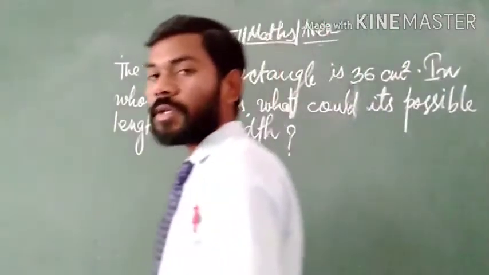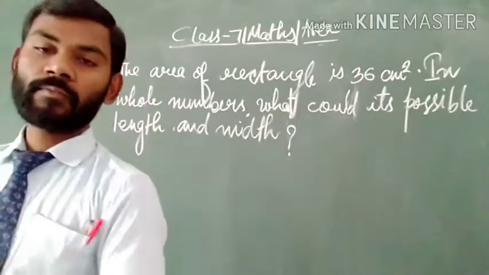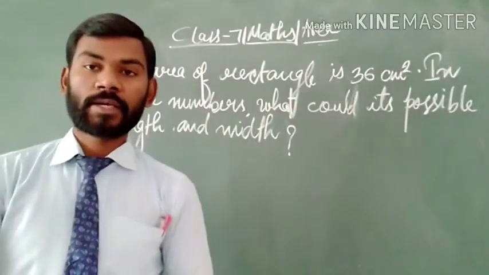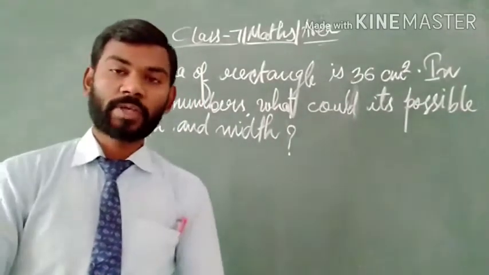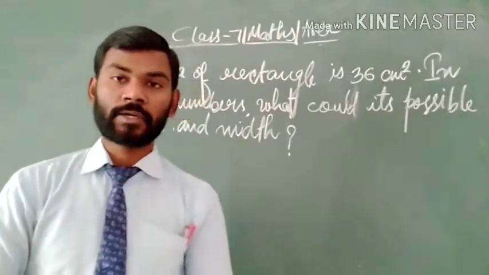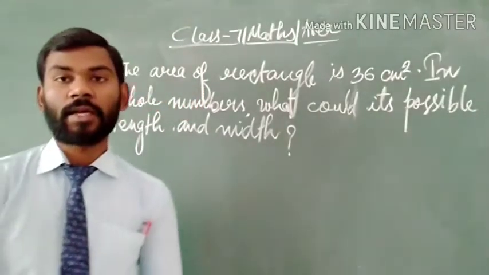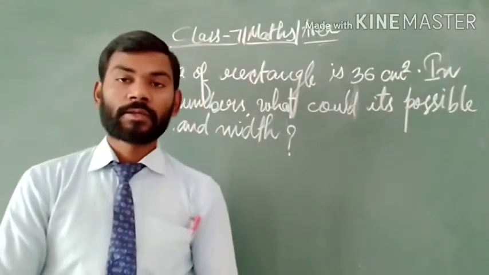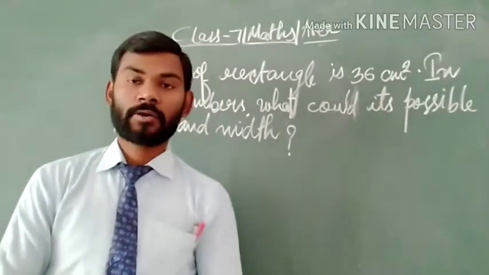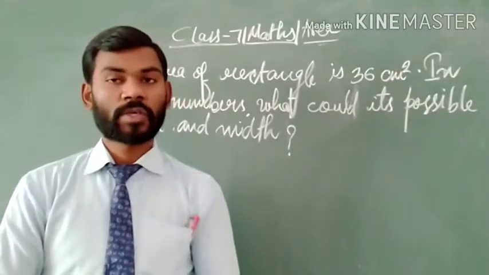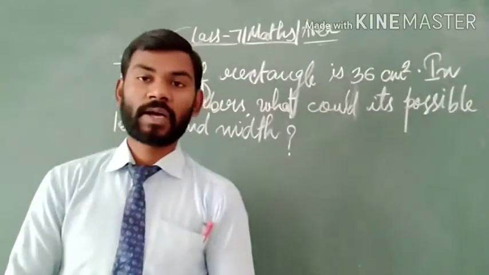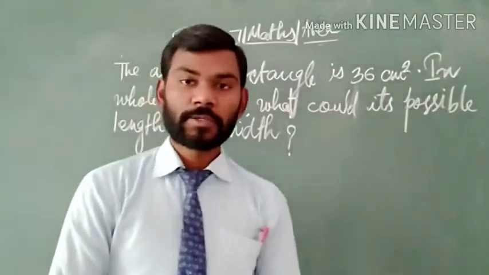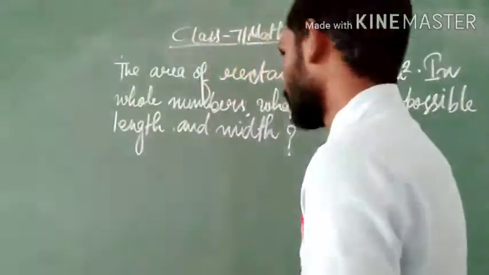That means if we solve it, then we shall find its dimensions in decimal numbers. But here we apply an approximation in order to find the length and width in whole numbers. You all know about rounding off numbers, so we shall apply the same rule here to find the length and width in whole numbers. So let's see how we shall solve.